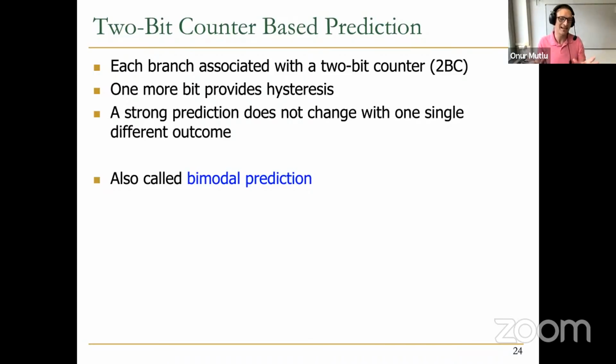And 2 bits are better than 3 bits in terms of hardware cost, clearly. But we will see later that some mechanisms in real life employ 3 bits, for example. The idea is to make sure that a strong prediction does not change with a single different outcome. You wait for multiple opposing outcomes. This is also called bimodal prediction. I don't like the name that much, but it's also used in the McFarling paper that I assigned to you. 2-bit counter prediction is actually nice, I think.